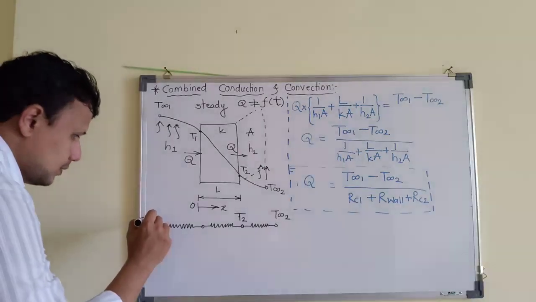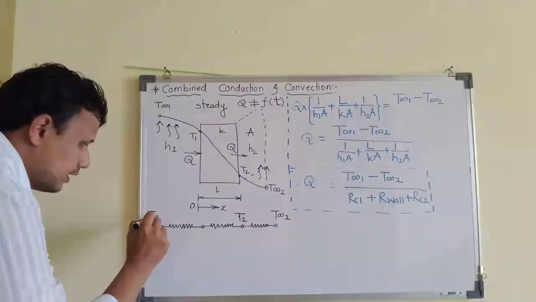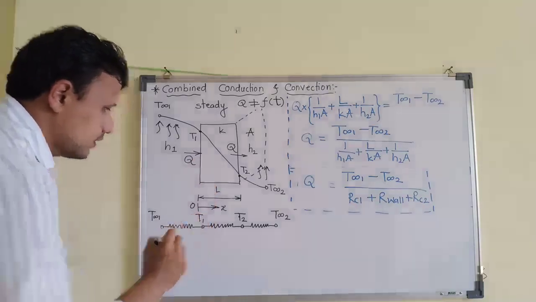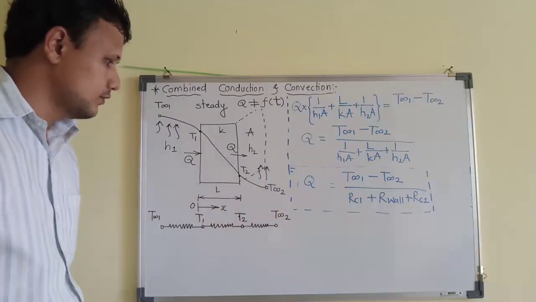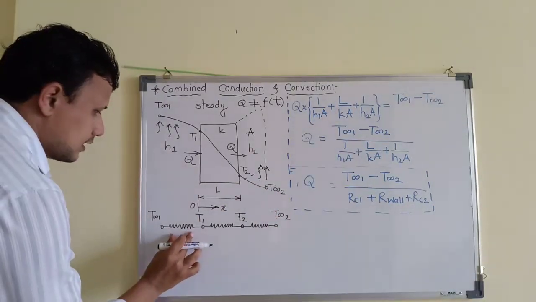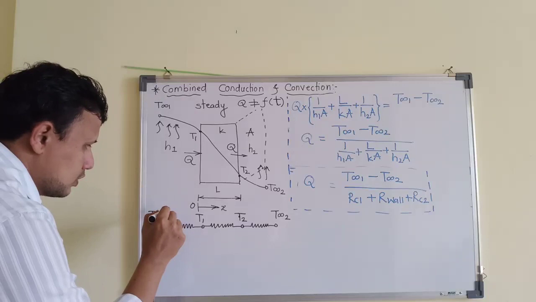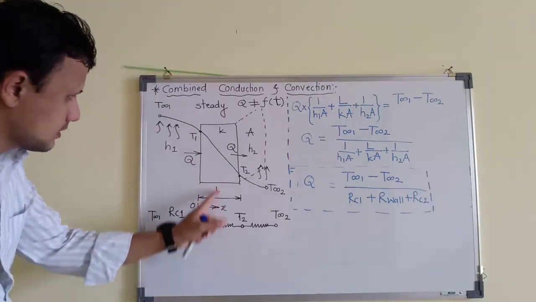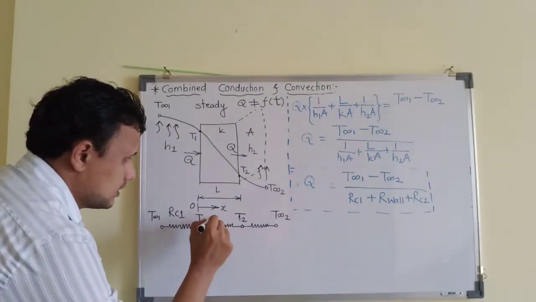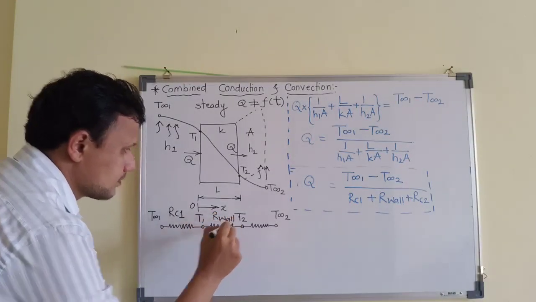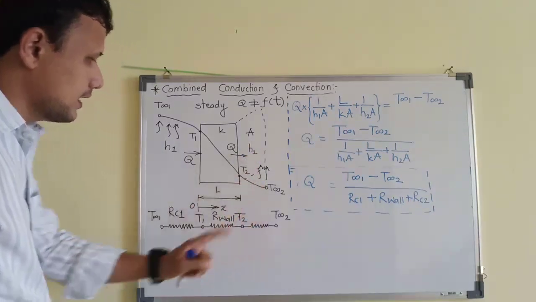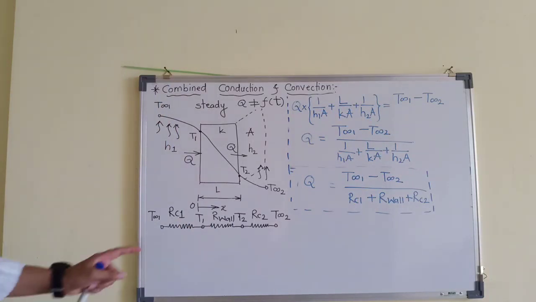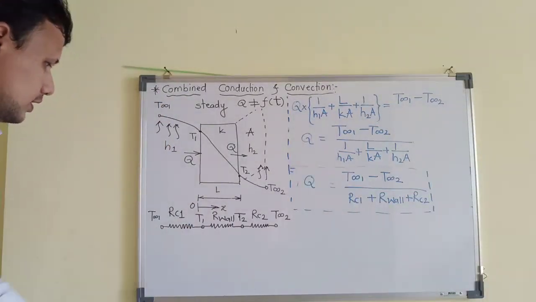Okay, this will be T infinity 1, from where the circuit starts, leftmost. This will correspond to T1, this is T2, and finally this is T infinity 2. If we observe, this thermal resistance is because of convection, so this will be your RC1. This thermal resistance is because of conduction, that's why this will be R wall. And this resistance is because of, again, convection, so this will be RC2. I hope this is clear, and we can also write down their formula.